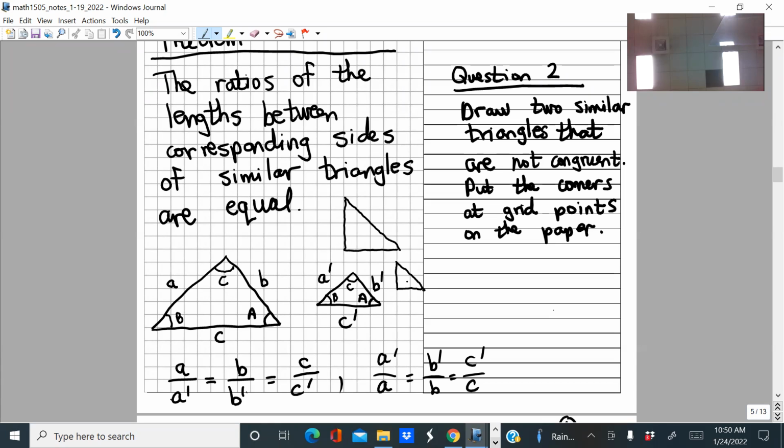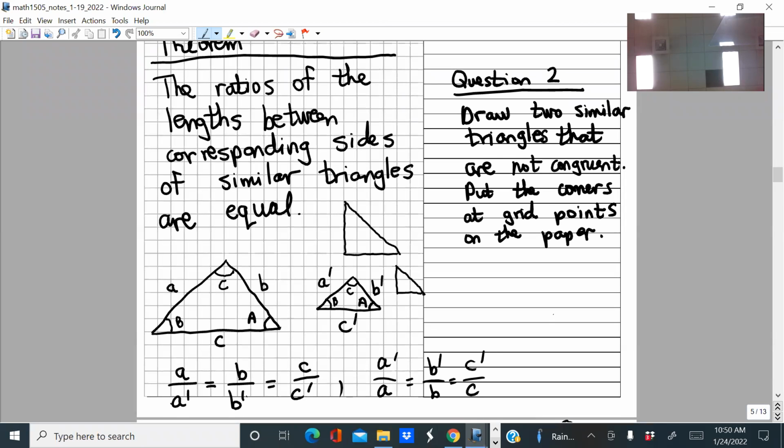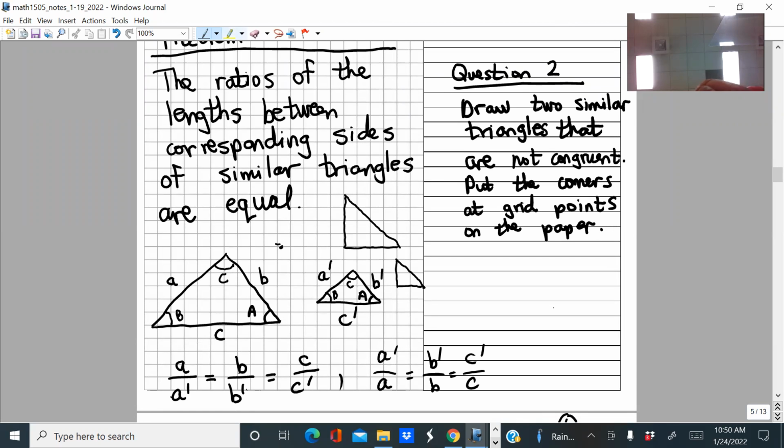Another way to easily draw similar triangles is to create an equilateral triangle. An equilateral triangle has all 3 sides the same. If you draw a triangle with 3 identical sides, that's an equilateral triangle. If the sides are all the same length, by the way, then the angles are all the same too. They're all 60 degrees.